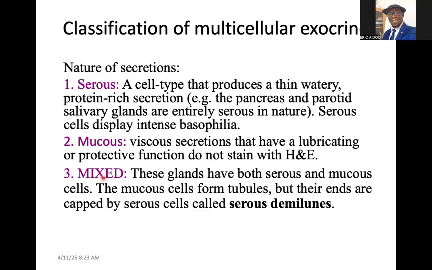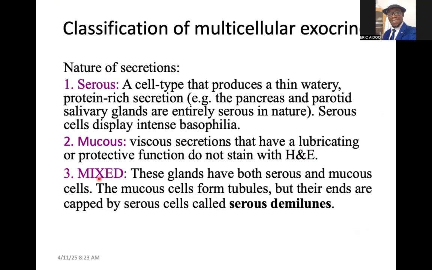Then the mixed ones will have a combination of the serous and the mucous. So these glands have both serous and mucous cells, and the mucous cells form tubules, but their ends are capped by serous cells called serous demilune. So if you remember the first diagram I was describing, you realize there was a part that had the orange portion and a part that had a white portion, and I was explaining to you that one of them had both the orange and the white, so that becomes a mixed gland.